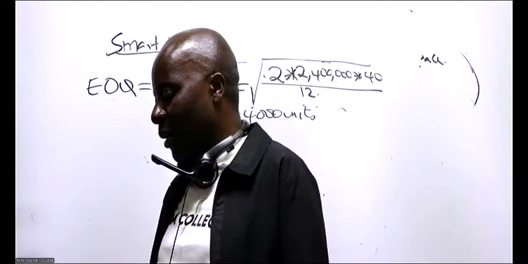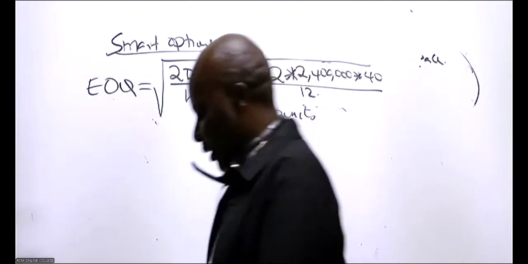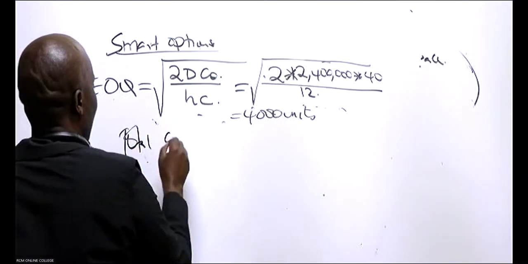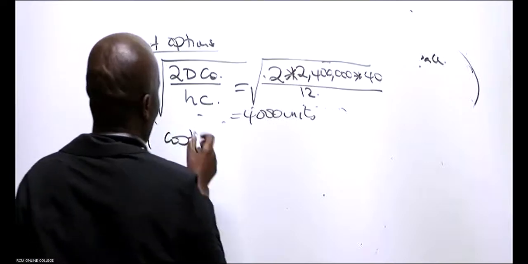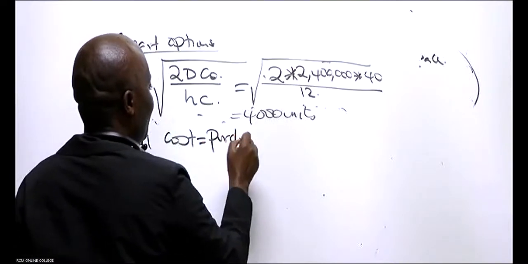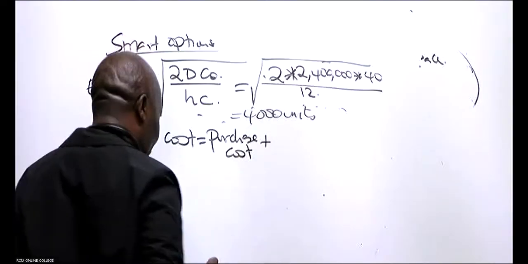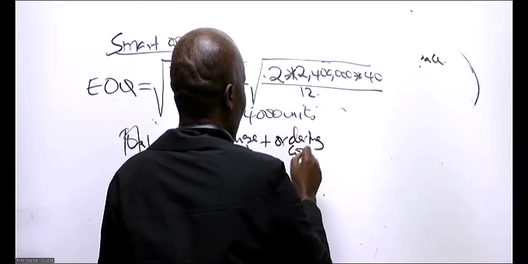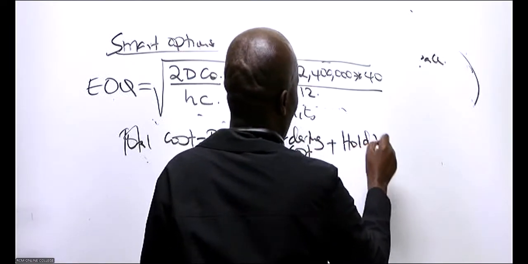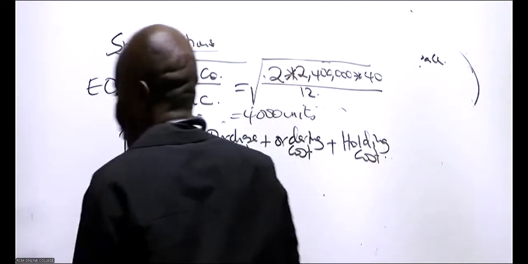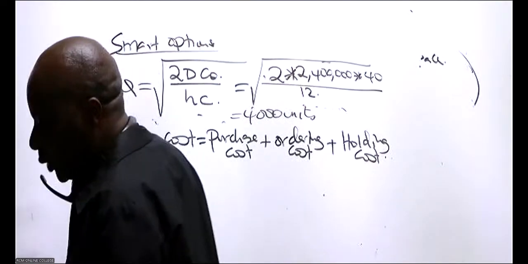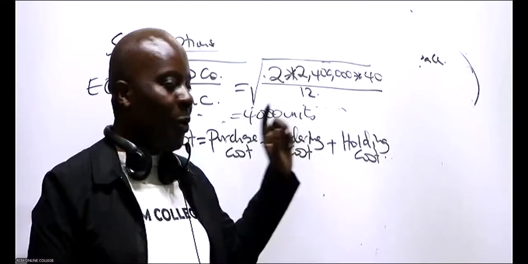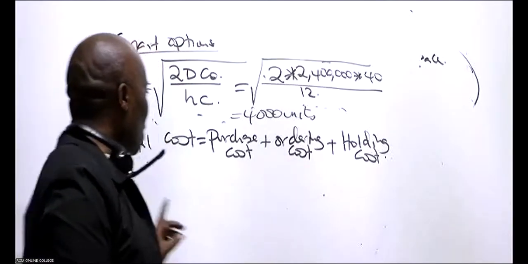KJ, Miss Wambua, great. So then the examiner will ask you for total cost. How do we get this total cost? This total cost will be the purchase cost plus ordering cost plus holding cost. Anytime they ask you for total cost, not total relevant cost. When they say relevant, they want these two only, this and this. I'll be able to explain that. But here they want total cost.